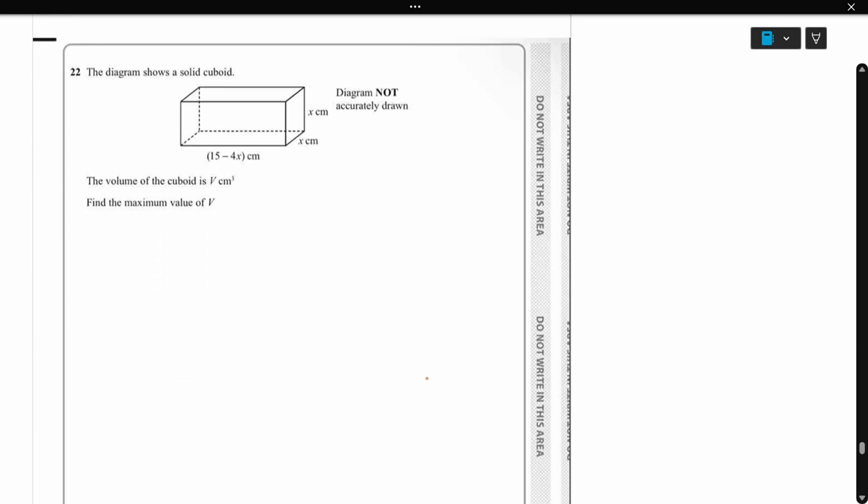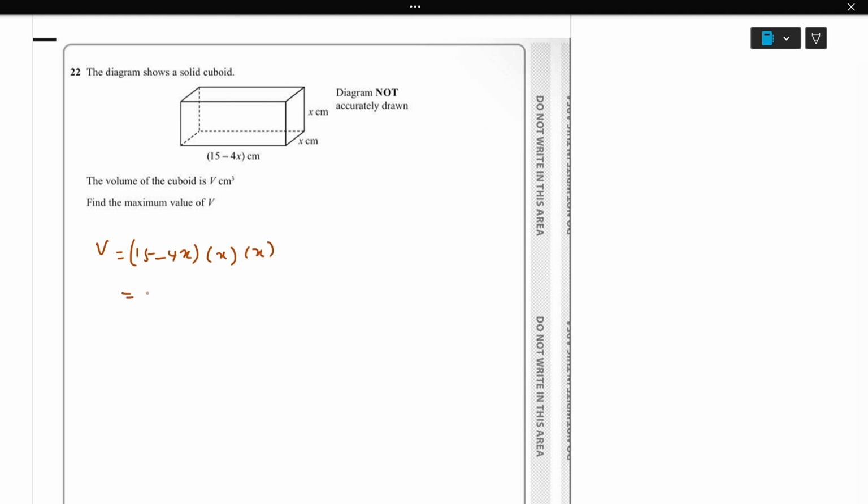Next, question 22. The diagram shows a solid cuboid. The volume of the cuboid is V. Find the maximum value of V. So first we find the volume, equal to 15 minus 4x times x times x. So the answer is going to be 15 minus 4x into x square. So 15x square minus 4x cube. This is the volume. So we need to find the maximum volume.